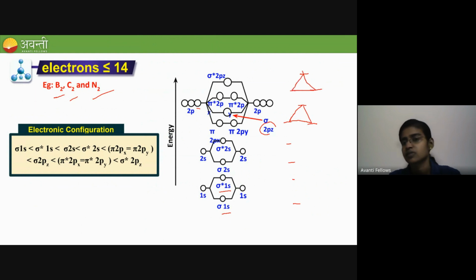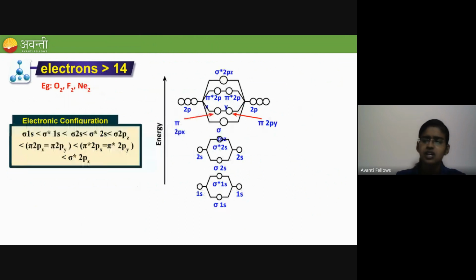Okay, for the first case, you can see the electronic configuration, sigma 1s, going in the increasing order of their energy level. This electronic configuration general formula you can keep in mind.